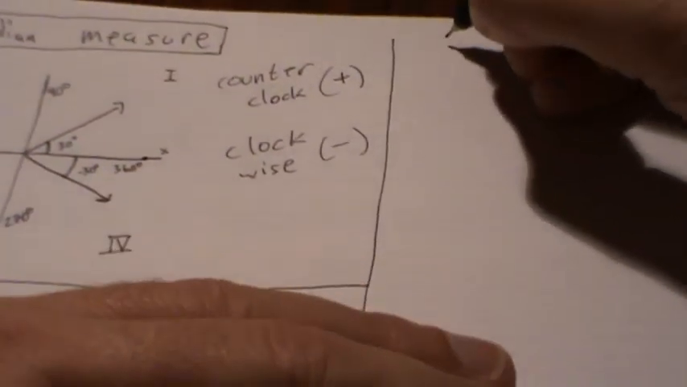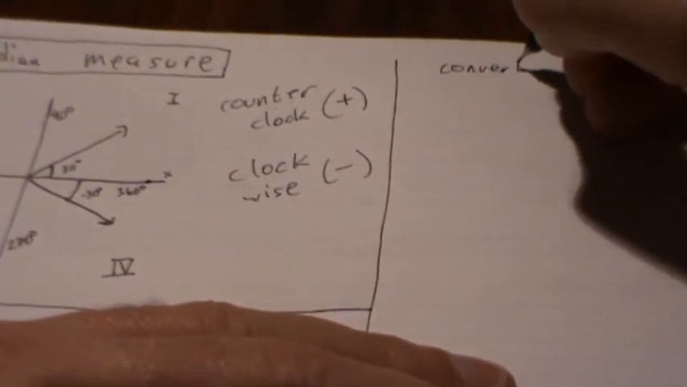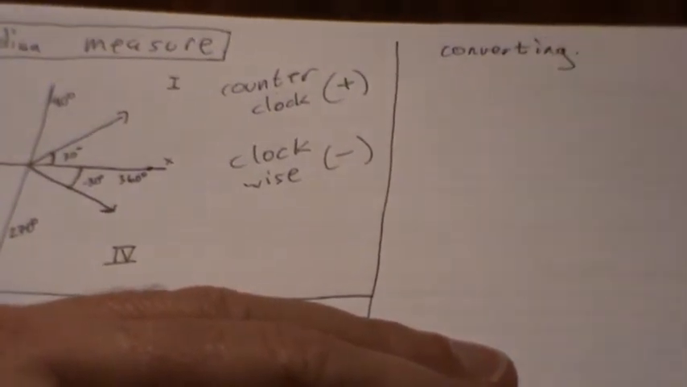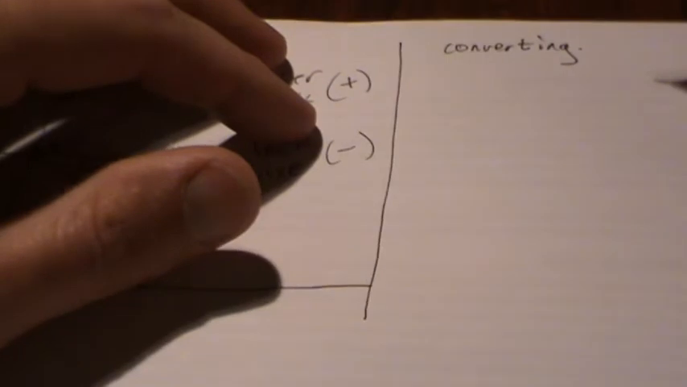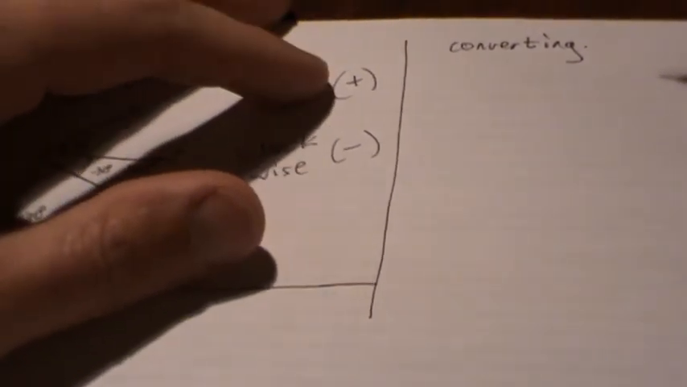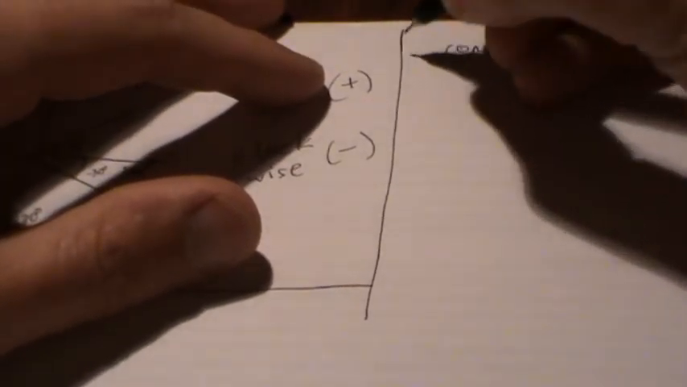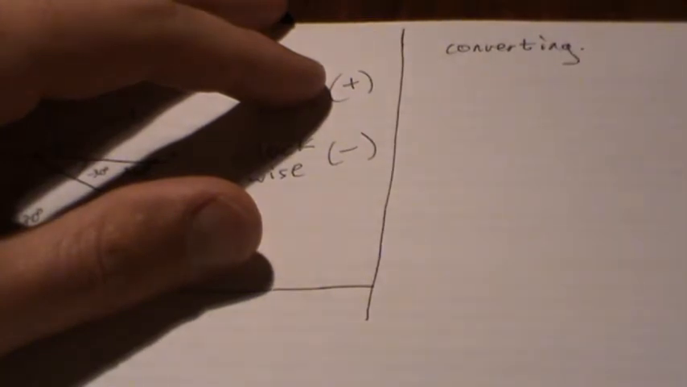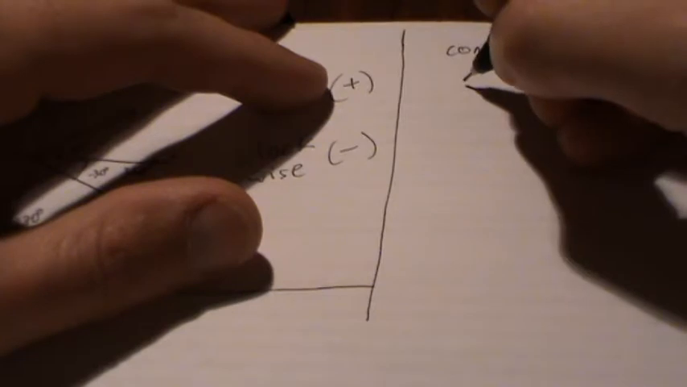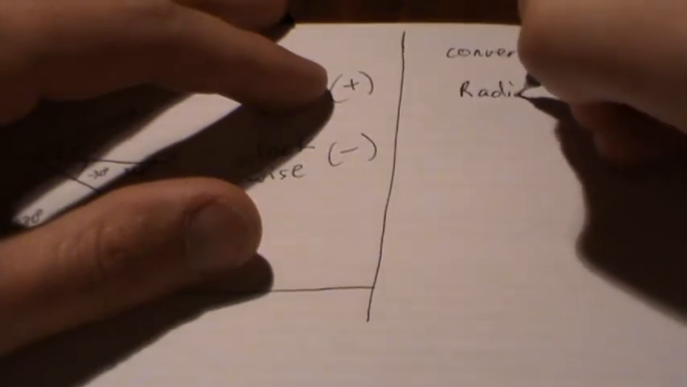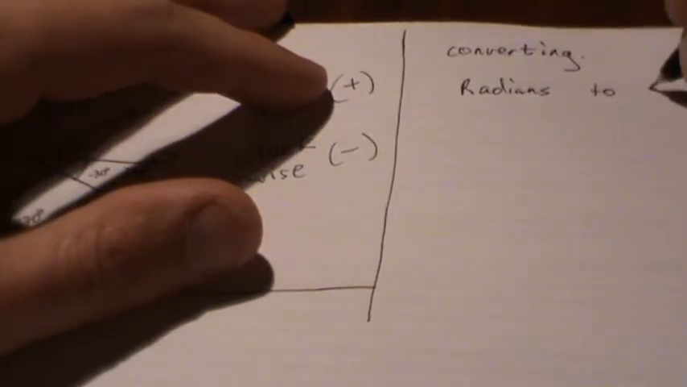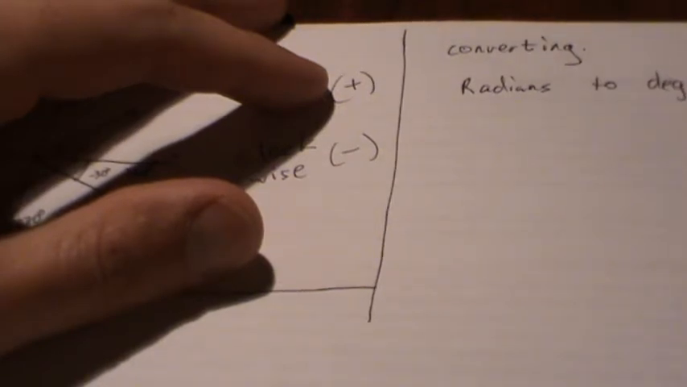Okay, so now let's talk about converting. I'll talk more about the theory behind the radian in class. I want to try and avoid bogging down the videos with theory. We'll save the theory for class, and we'll use the videos only for examples. So we'll convert from radians to degrees. This is something that you'll need to do.